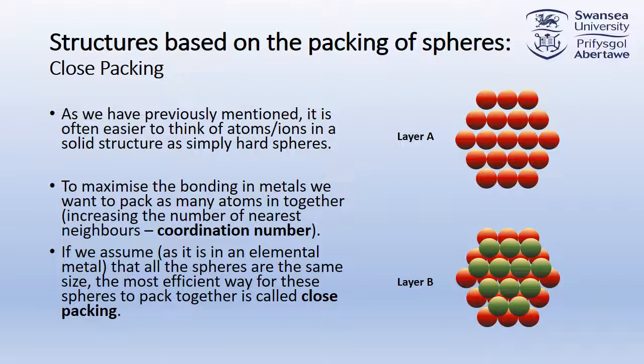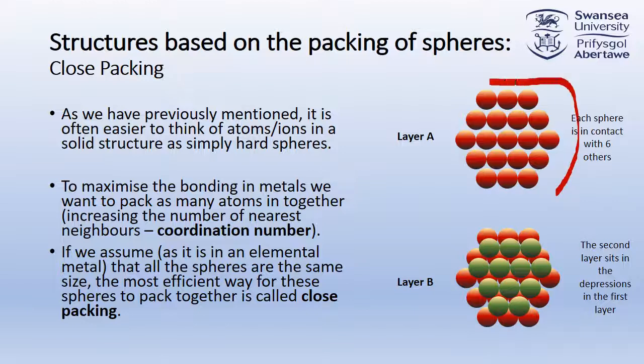If we assume, as it is an elemental metal, that all the spheres are the same size, we can work out the most efficient way for those spheres to pack together, and that's known as close packing. So to start off, we think about layer A. Okay, so we've got basically our balls over here. This is layer A, simple, packed in, close arrangement.